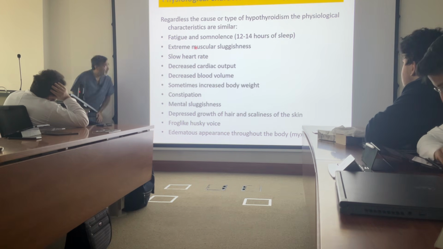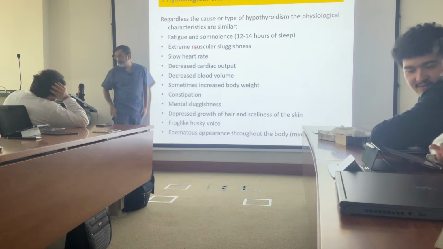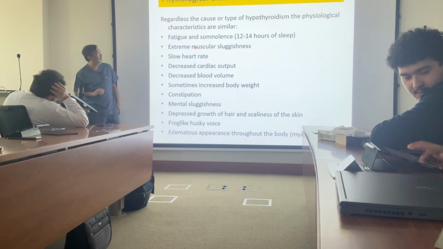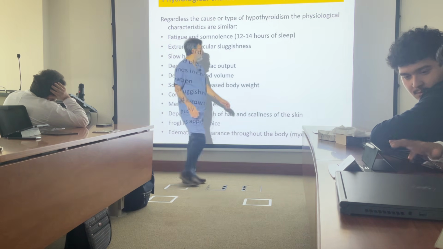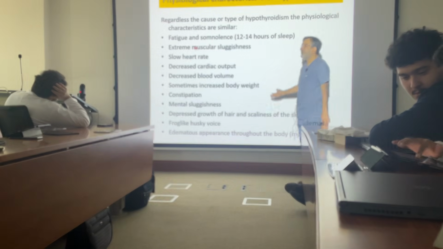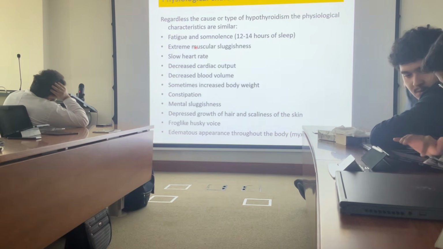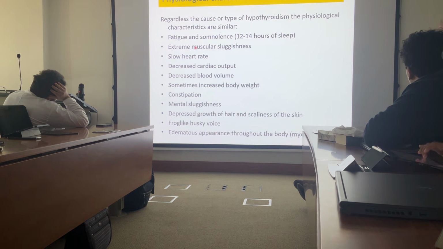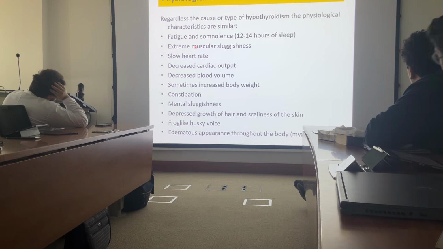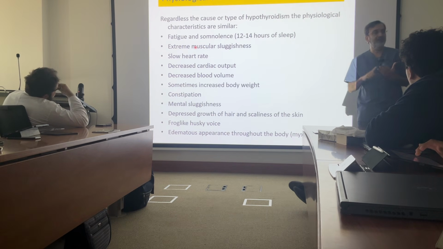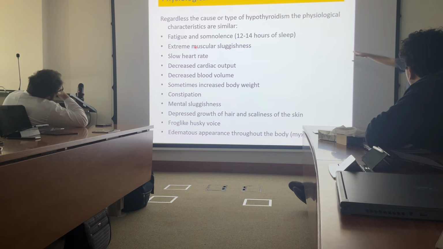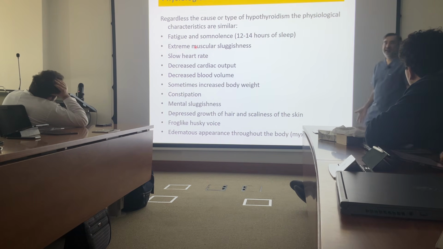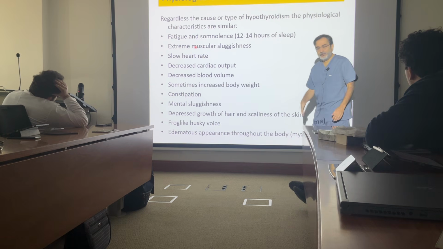So how are hypothyroidism patients going to present? You can see that hypothyroid patients would have a totally opposite type of presentation. You had excitable people with hyperthyroidism. Here there would be brain fog, confusion, because you cannot think, because you don't have enough thyroid hormone. So you have brain fog, confusion, fatigue and somnolence, extreme muscle sluggishness, slow heart rate, decreased cardiac output, because the heart rate would become slow.